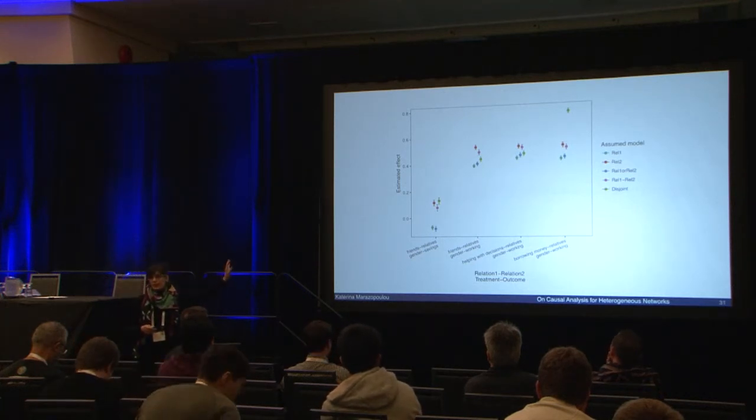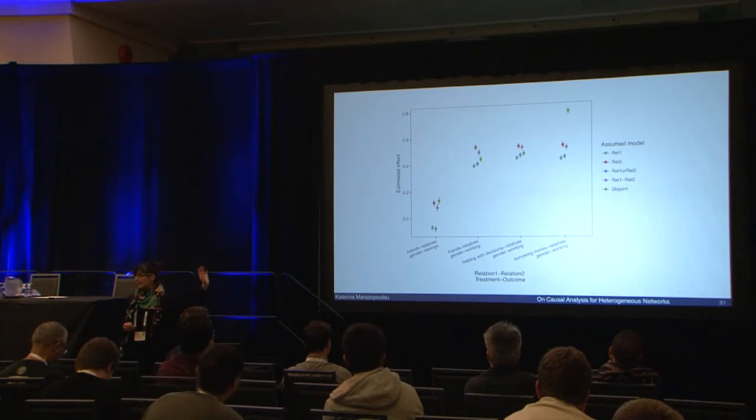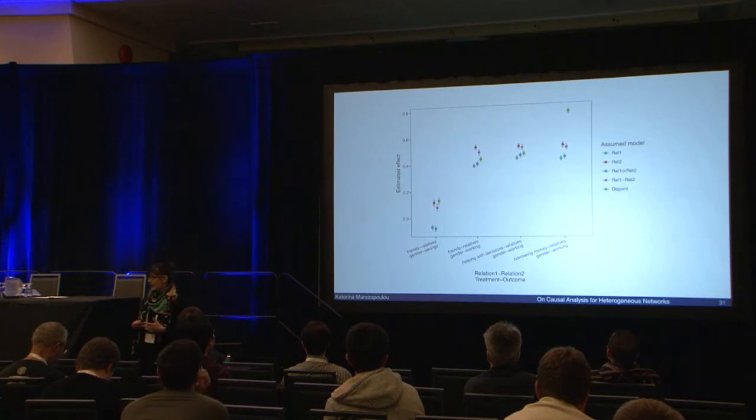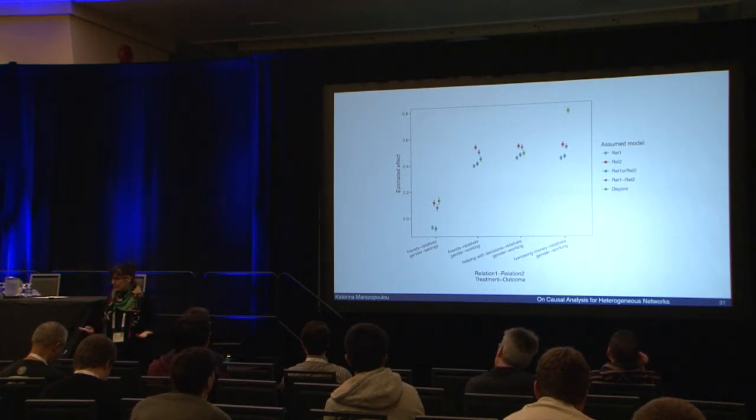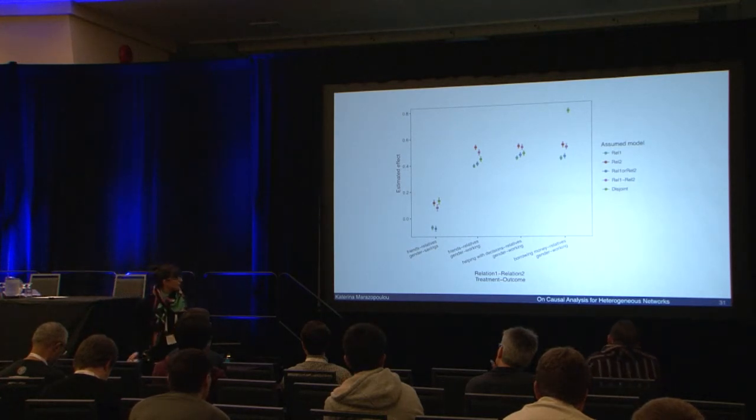Now, at this point, I need to point out that this data set is an observational data set. So these results should not be, at this point, interpreted causally. We haven't performed an experiment. We haven't accounted for all possible confounders. This is just to showcase that the different models that you can assume in heterogeneous networks do have an effect, and we should be really careful on the analysis that we're performing.